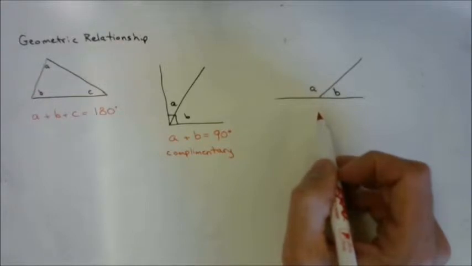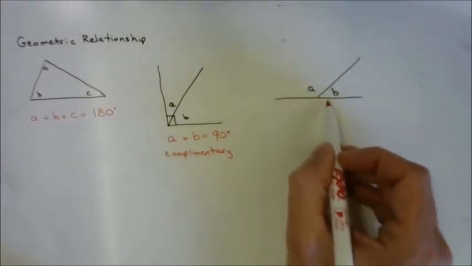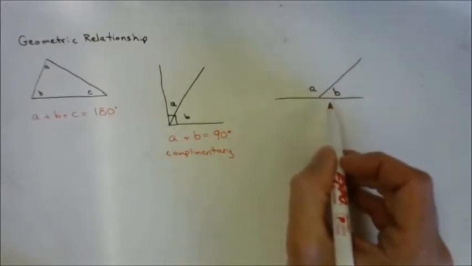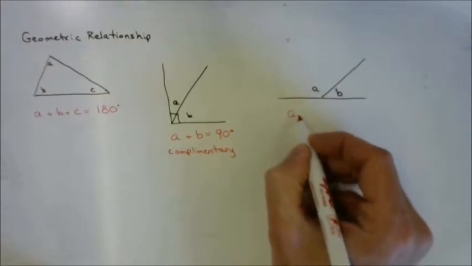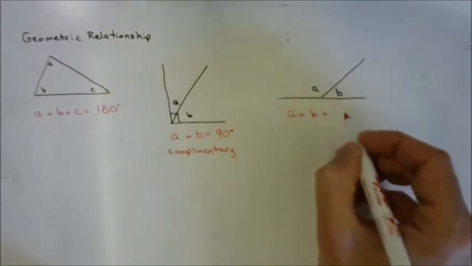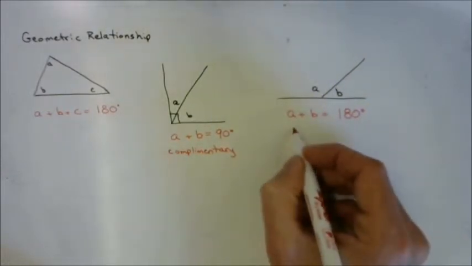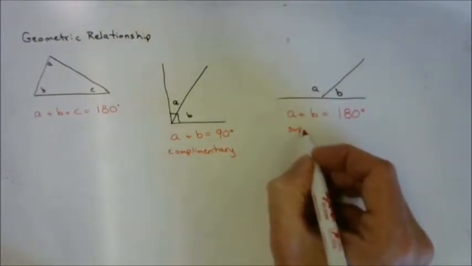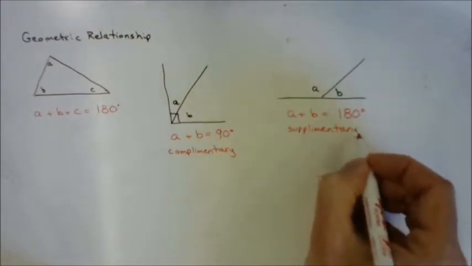Last diagram, what is it showing? Showing 180 degrees, and what's happening to that angle of 180 degrees? It's getting split some way, shape, or form. So A plus B equals 180 degrees. And A and B are called supplementary angles.